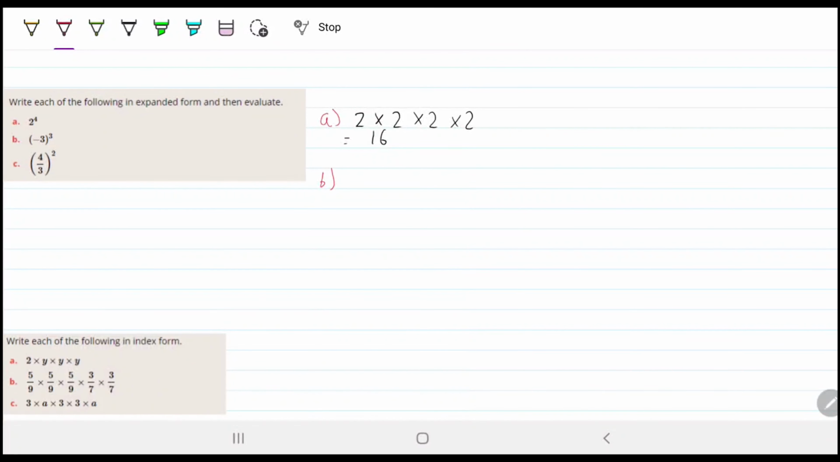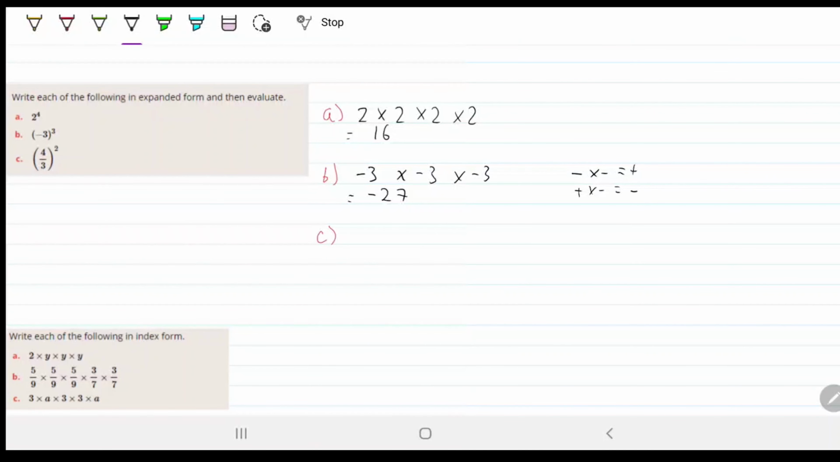In part B, this question is asking us to evaluate minus 3 to the power of 3. So this is the same thing as saying minus 3 multiplied by minus 3 multiplied by minus 3. So remember our rules, guys. 2 negative numbers will make a positive and a negative number will make a negative. So 2 negatives with negative 3 and negative 3 will give us positive 9. Positive 9 multiplied with negative 3 will give us negative 27.